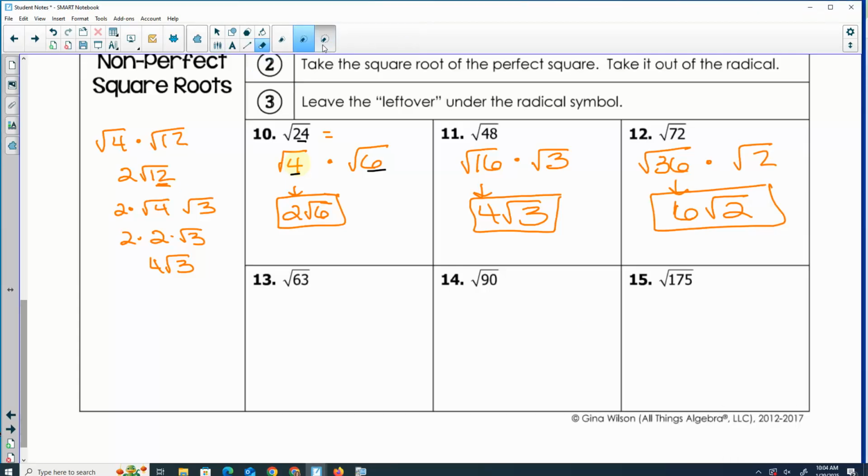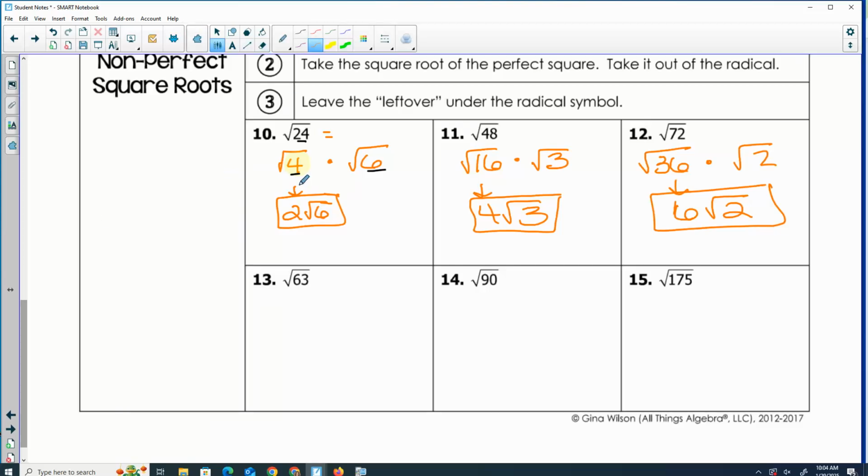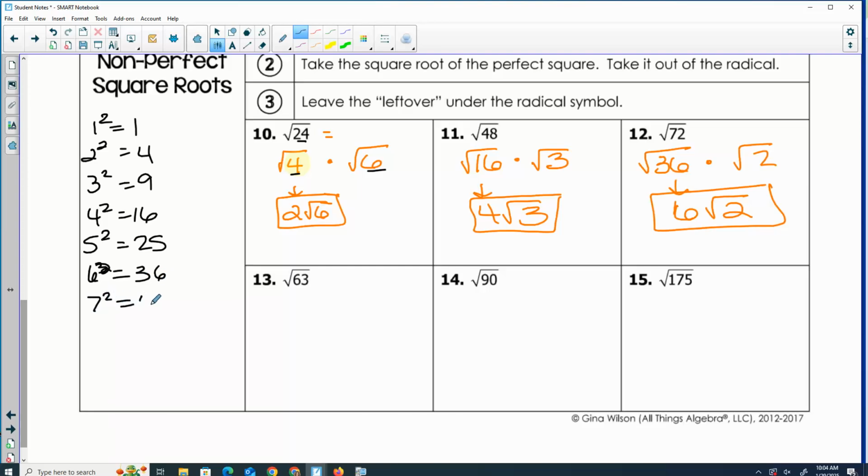When in doubt, you go back to your list of perfect squares. And if you need to on the test, you can make yourself a list of perfect squares. We know 1 squared is 1, 2 squared is 4, 3 squared is 9, 4 squared 16. That's the list that we wrote above in that box. But if you are ever confused, just jot this down on the side, and that can help you.